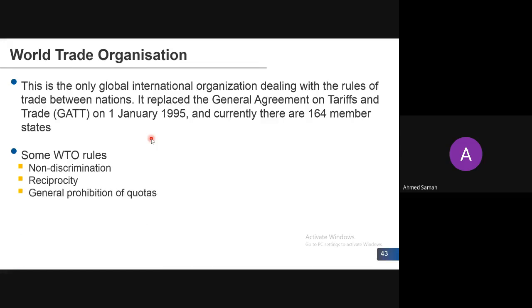Quotas are prohibited. Then they also promote fair competition practices. Then binding tariffs: countries maintain tariffs at bound levels under the WTO. So basically the WTO is kind of like a court without actual judges.